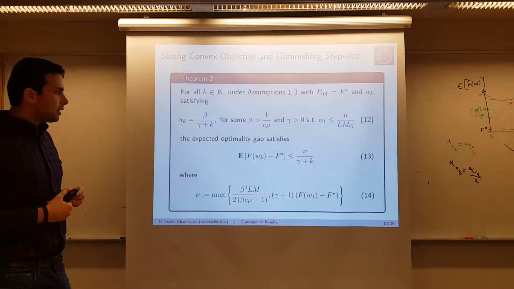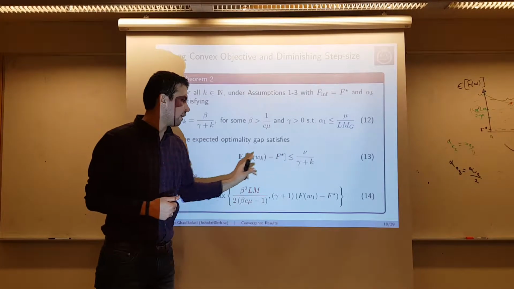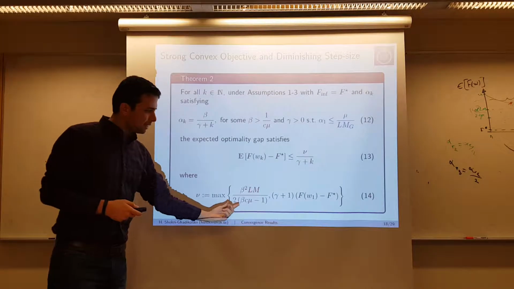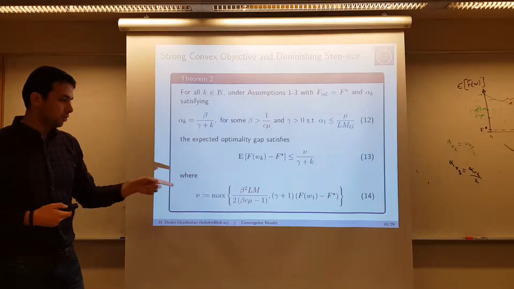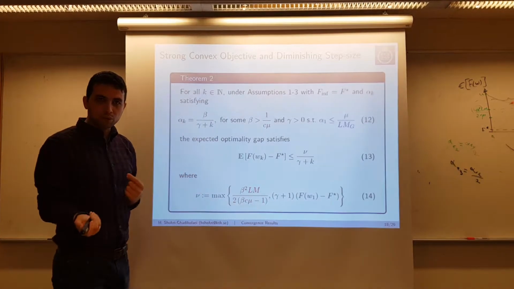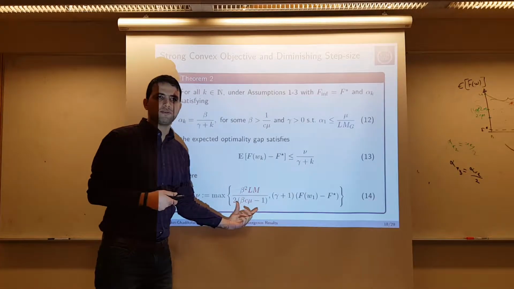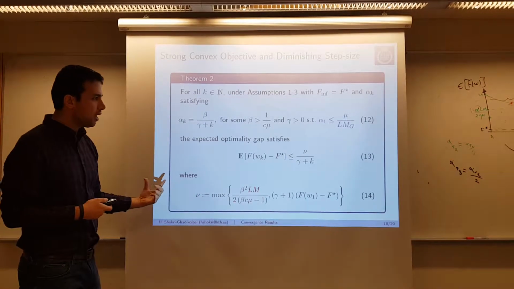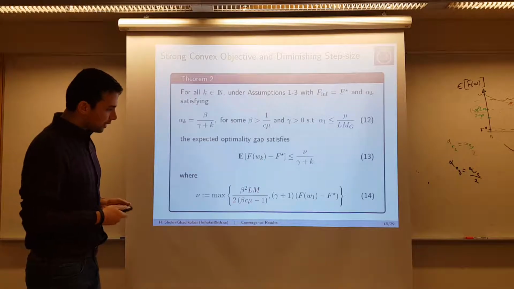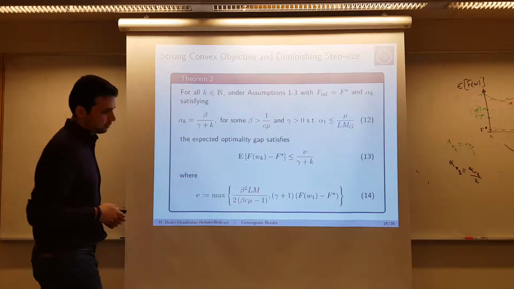Then the expected optimality gap will satisfy this. Again, you can take f star out of this; nothing will be changed. Where nu is the max of these two terms. Some note: asymptotically, using some inequality, you can show that this term actually will dominate this max, but not for all k. Asymptotically, it will dominate. So asymptotically, you would have beta squared L M divided by this guy here.